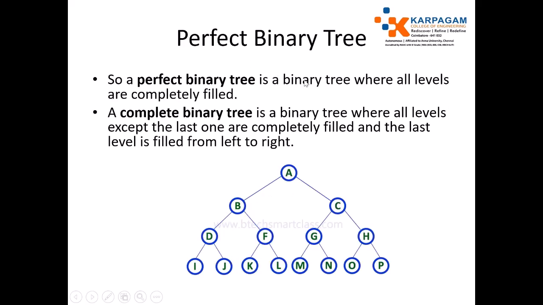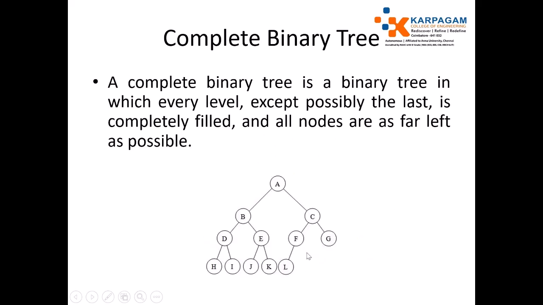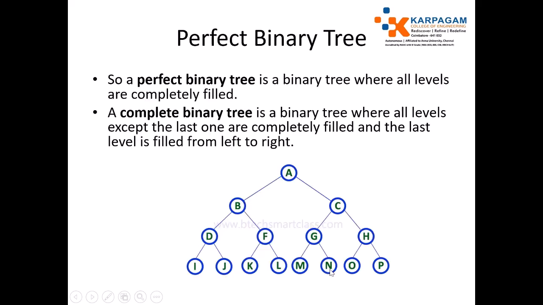And another one is the perfect binary tree. A perfect binary tree is a binary tree where all levels are completely filled. In all levels, every node possesses exactly 2 children. This is called a perfect binary tree. The previous one is not a perfect binary tree because F doesn't have a right side, and G doesn't have a left or right side. So that is not a perfect binary tree, but this one is. In a perfect binary tree, in all levels, every node possesses exactly 2 children.